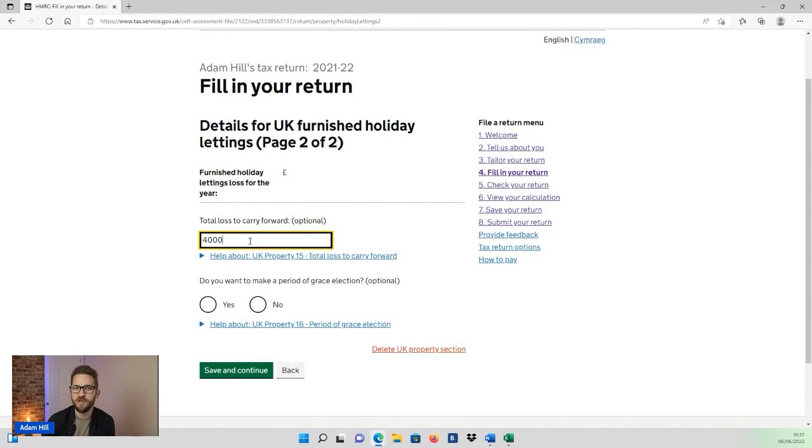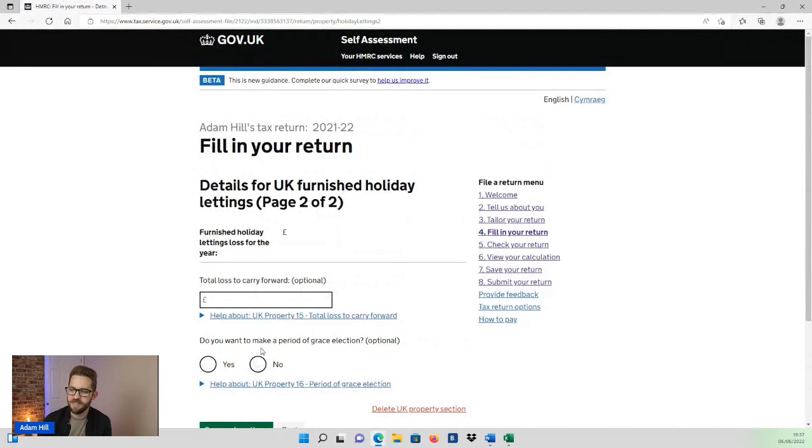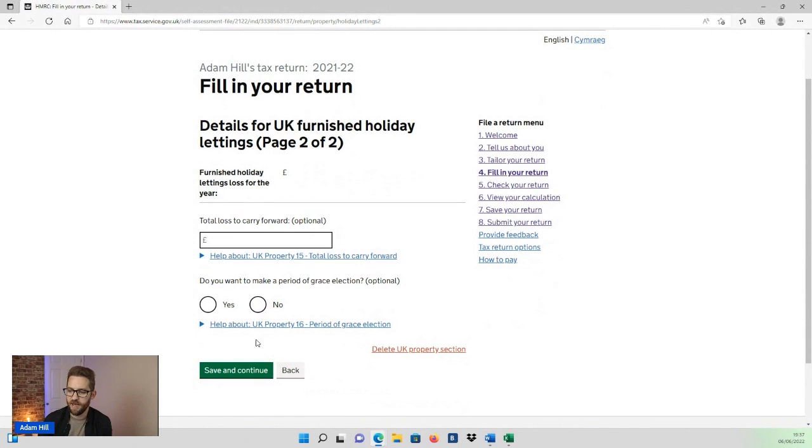And it's important that you do that. If you don't carry it forward, then by the time you get to the next return, HMRC won't be aware or won't be expecting you to offset that loss. So you need to make sure you continually carry this forward on each year's self-assessment tax return until it's been utilized. I'm just going to remove this and I'm going to remove the loss brought forward because I didn't have any of these, and we'll continue with my £6,000 profit.